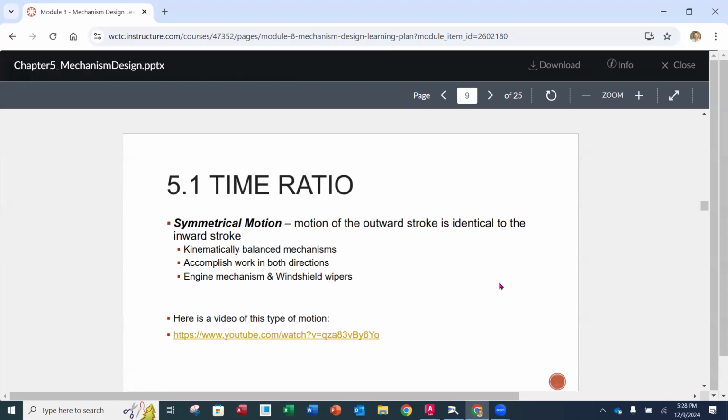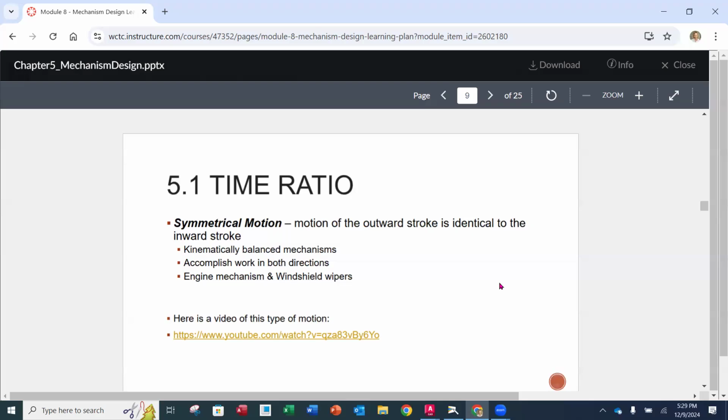Okay. So the first type of motion we're going to look at is called symmetric motion. And symmetric or symmetrical motion is when we have the same inward and outward motion, and it has the same amount of time that it takes to go back and forth. So it's called a kinematically balanced mechanism. So for instance, if we have a slider crank mechanism, the amount of time that it takes to go all the way to its outward stroke and back is going to be the same in both directions. So if it takes 1 second to go out, it's going to take 1 second to come back.